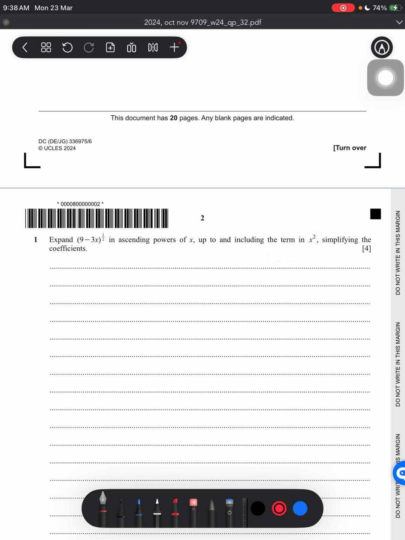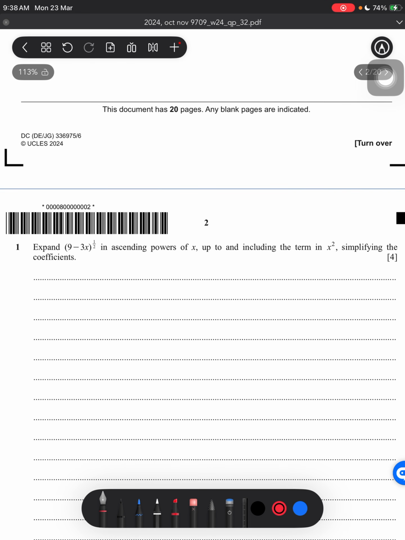Up to the x squared term it means factorial of 3. If you don't remember the formula, I'll write the formula first. Obviously you should remember it, but you don't need to, as it is already given in the data booklet. Just to recall it, at the moment the bracket is not in the form that can be expanded.